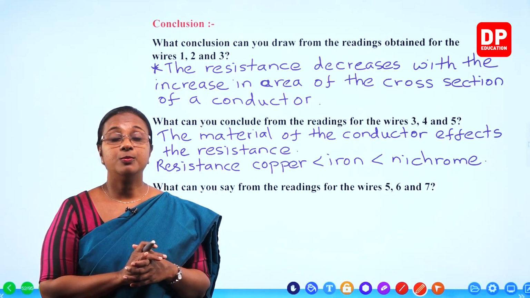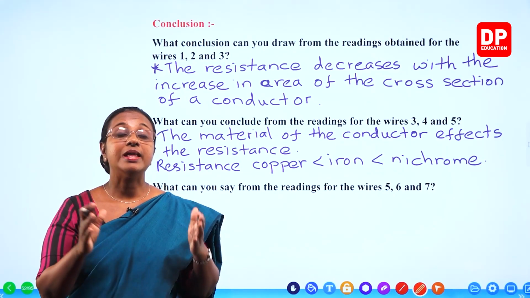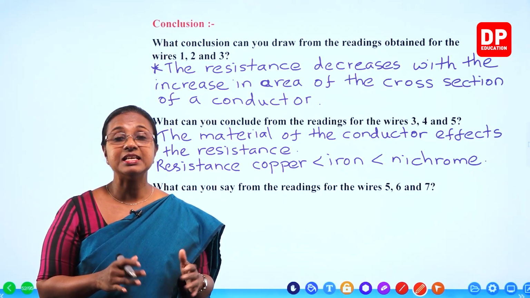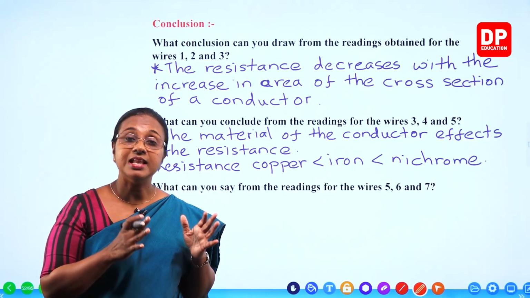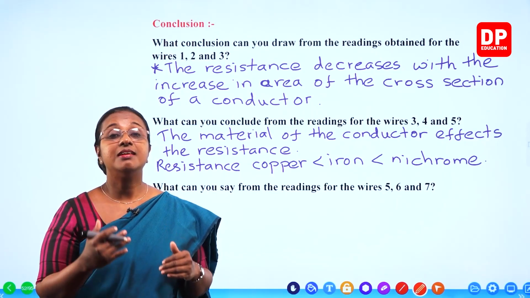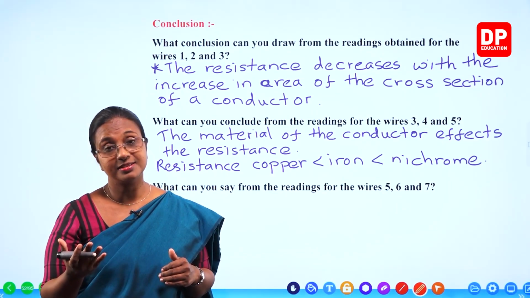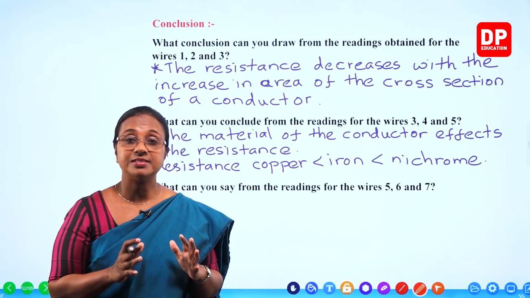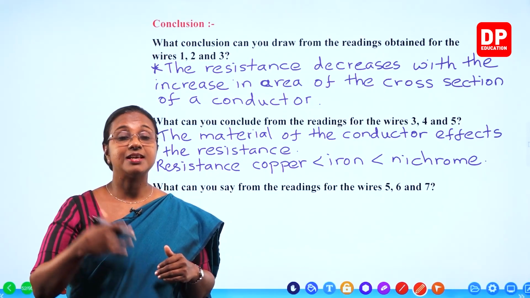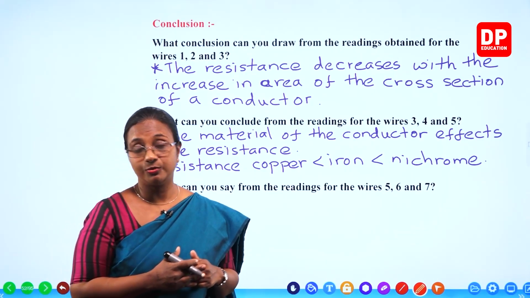So from that, what can you say? When the length decreases, the current flow is more. That means when the length decreases, the resistance also decreases. That is the conclusion that we can get. Because always when the resistance is less, there is more current flowing through it.